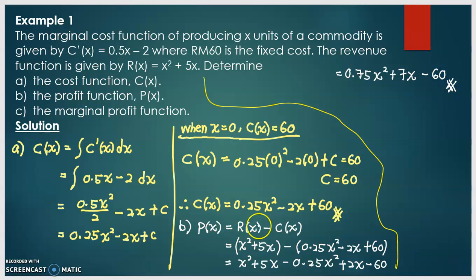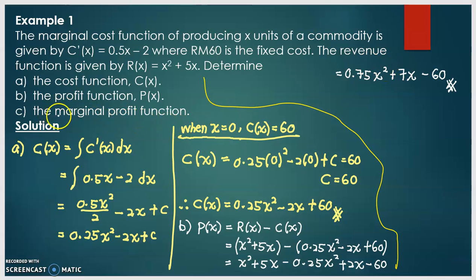So the profit function is the revenue function minus the cost function. In this case, the revenue function is given, and we already found the cost function. So revenue minus cost. Again, you need to put a bracket. So here is our profit function.